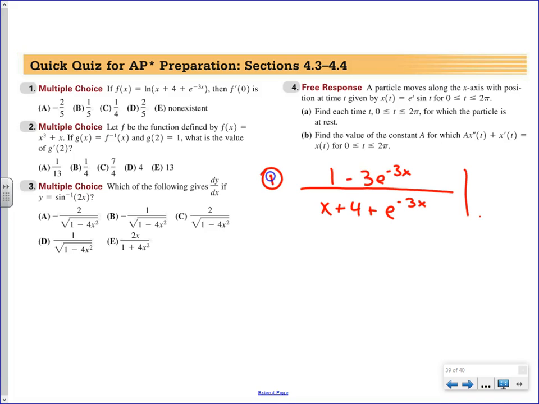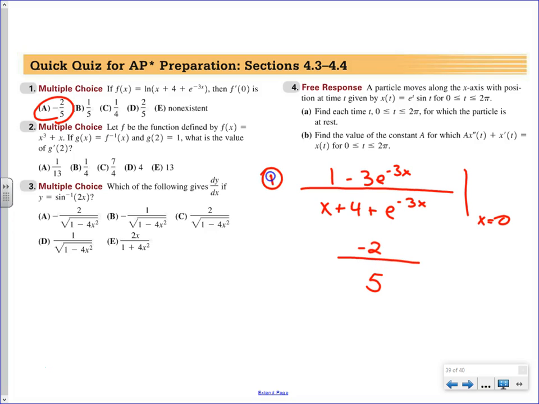Such that x equals 0. And then you have to be able to count. Anything to the 0 is 1. So 1 minus 3 is negative 2. And then 0 plus 4 is 4, and 4 plus 1 is 5. So it's negative 2 over 5. Don't just pick 4 because you don't know how to count.